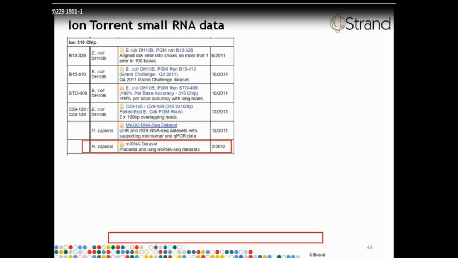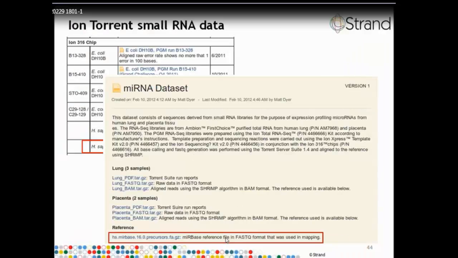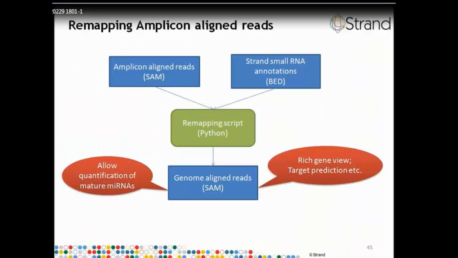Small RNA dataset has recently been made available by Ion in Feb of this year, in fact. If you click on that, you get details about the dataset, and you'll notice that the reads here have again not been aligned against the reference genome, but they've been aligned against the precursor miRNA genes and the tRNA genes. The reference file is not the HG19 reference, but rather it is the sequences comprising all the small RNA genes and the tRNA genes.